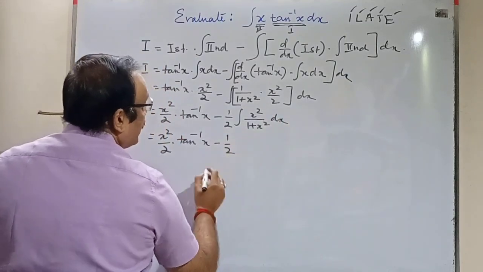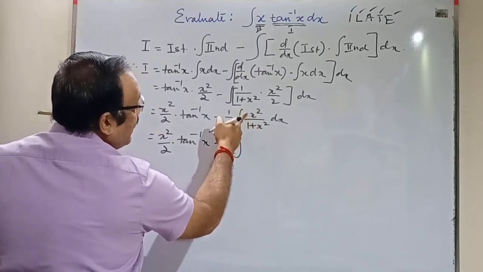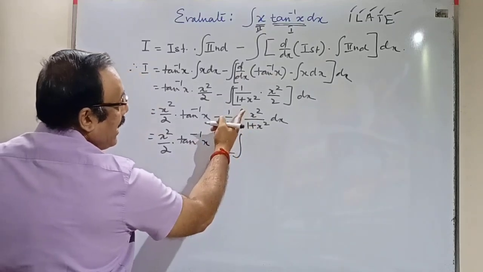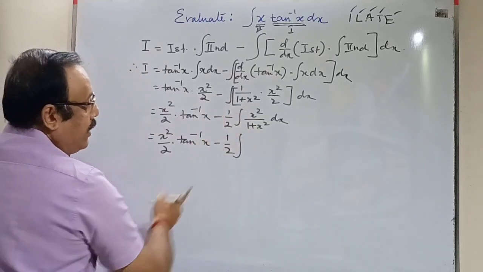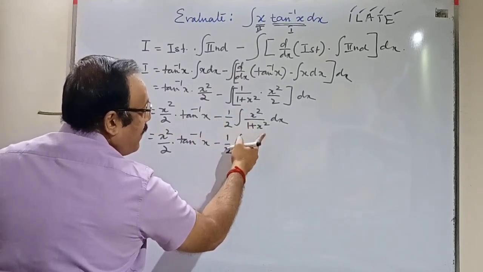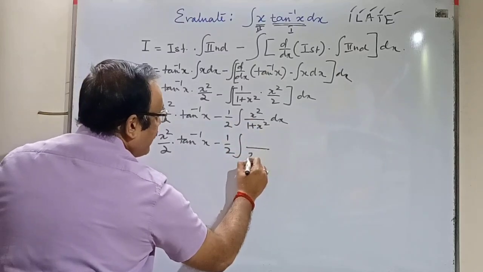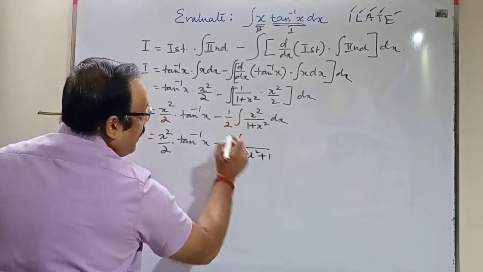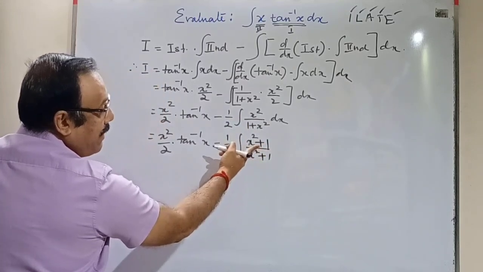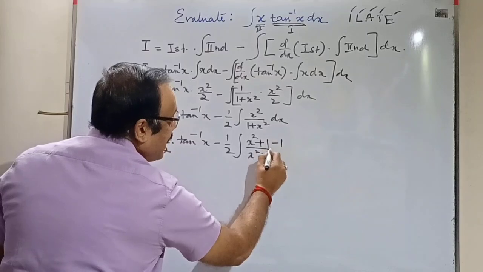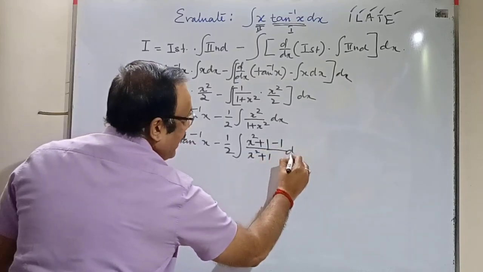This is my numerator, this is my denominator. What I can do is arrange the numerator like the denominator. So this is x square and this is 1 plus x square, which means x square plus 1. I'll try to arrange the numerator as x square plus 1. If I make it x square plus 1, it means I have added 1, so I'll subtract 1. So this will become like this.